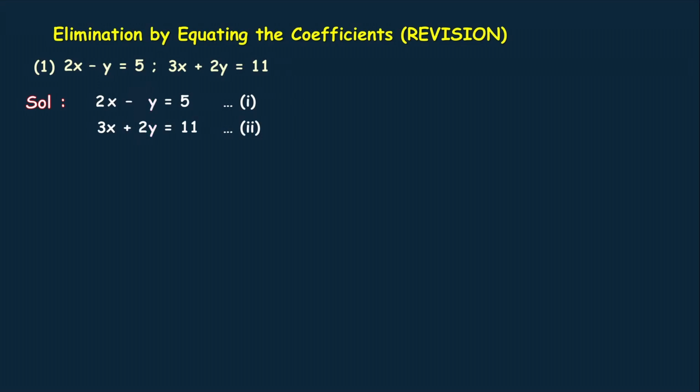Problem. Till now what was happening? We check the coefficient of x or y. Whatever is same, we eliminate that variable. But here the coefficient of x is different, y is also different. So what will I do? I will make it equal. It is not equal, right? But I will make it equal. So if 2 comes here, my problem is solved.